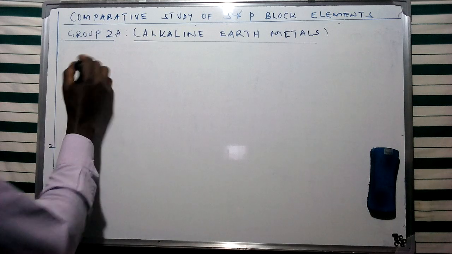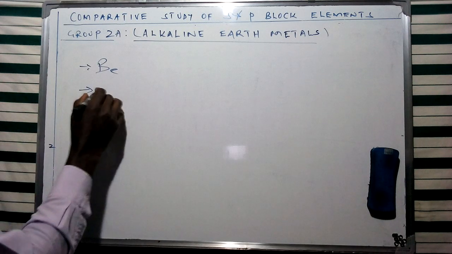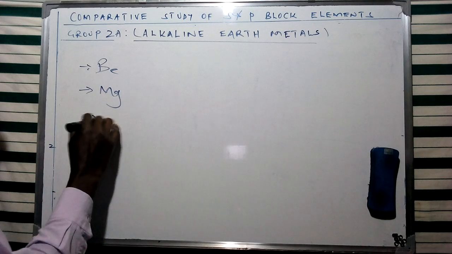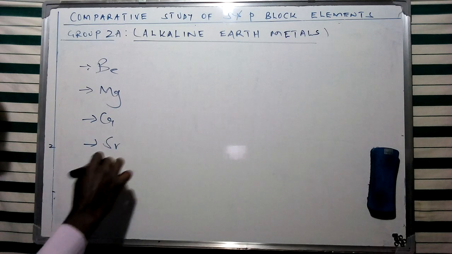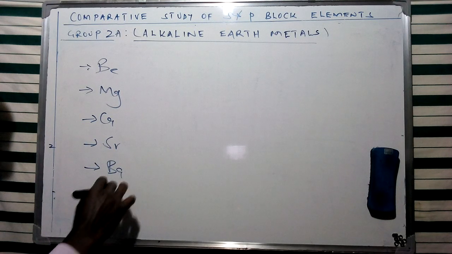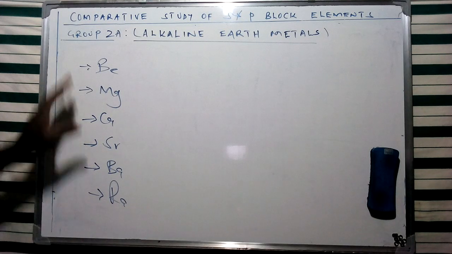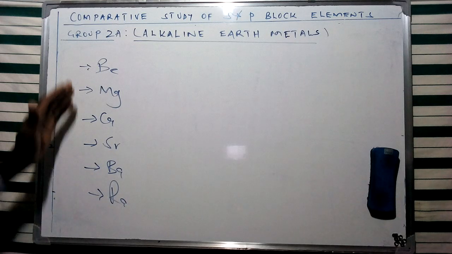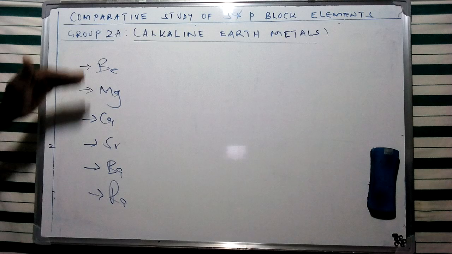And of course, I can just list them, ranging from beryllium, magnesium, calcium, and then strontium, barium, and lastly radium. So this is the range of group 2 elements, according to the arrangement of the periodic table from the top to the bottom.